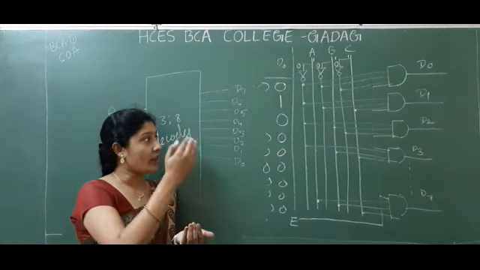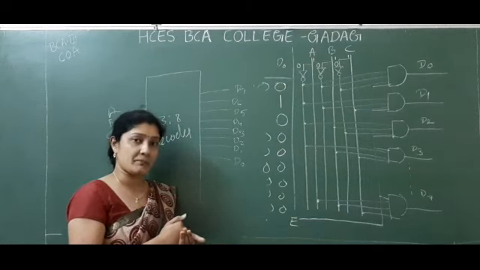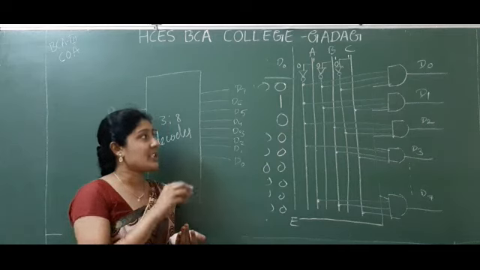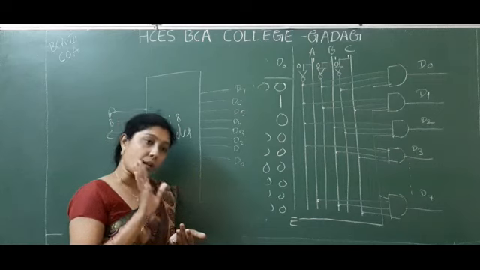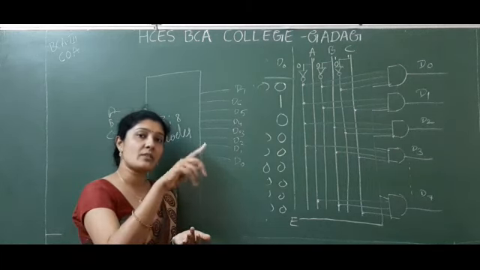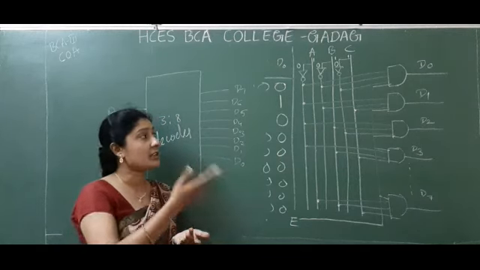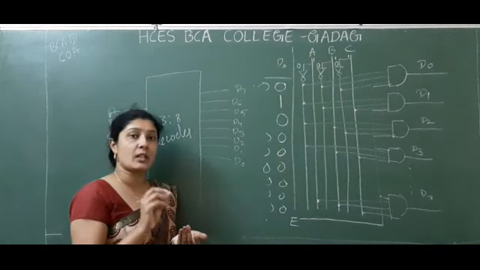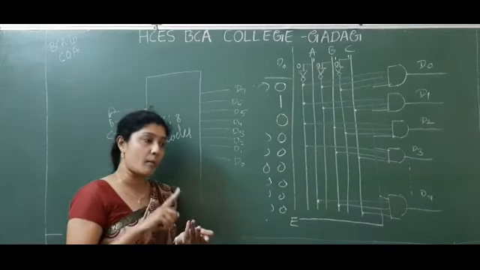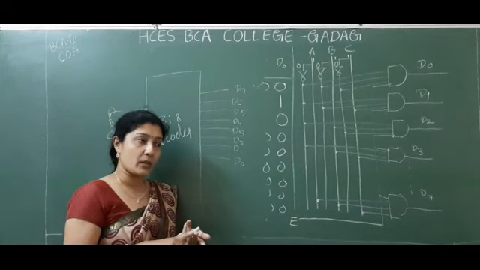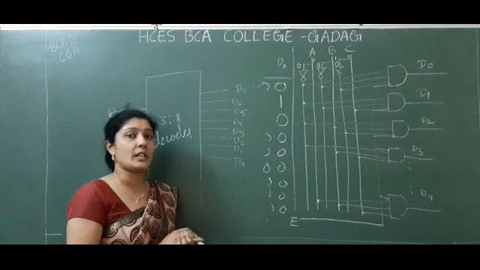And see, for every input combination, you will be having one unique output. Why is it called a unique output? Because that output doesn't change. For example, D0 appears only when the input combination is 0, 0, 0. If it is changed, then D0 won't appear. Some other output will appear. That's why it is called a unique output. And these decoder circuits are used in printers, monitors, as I told you, and calculator displays. So this is about the application of the decoder.